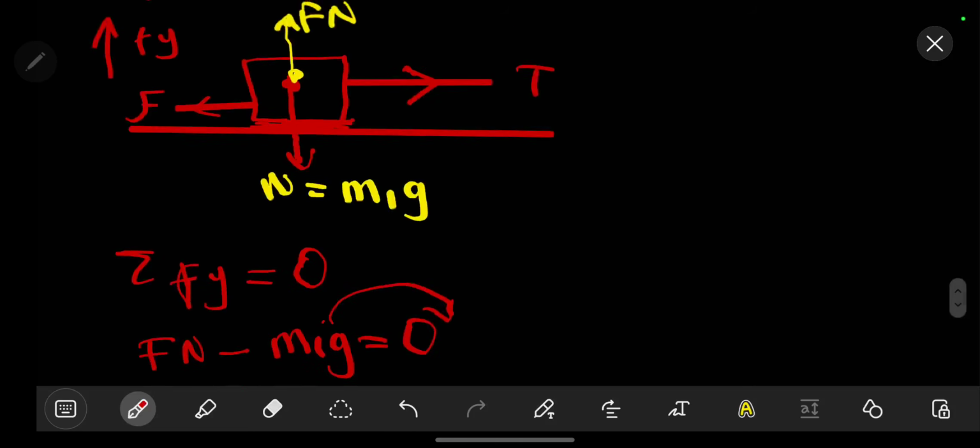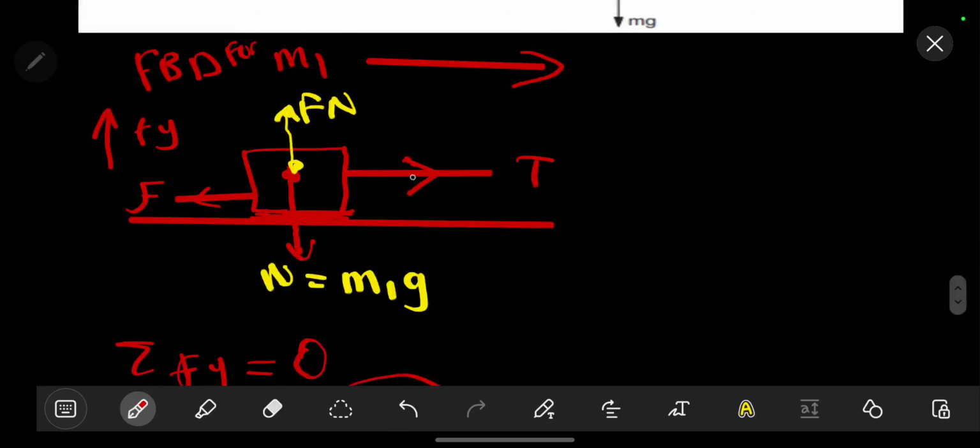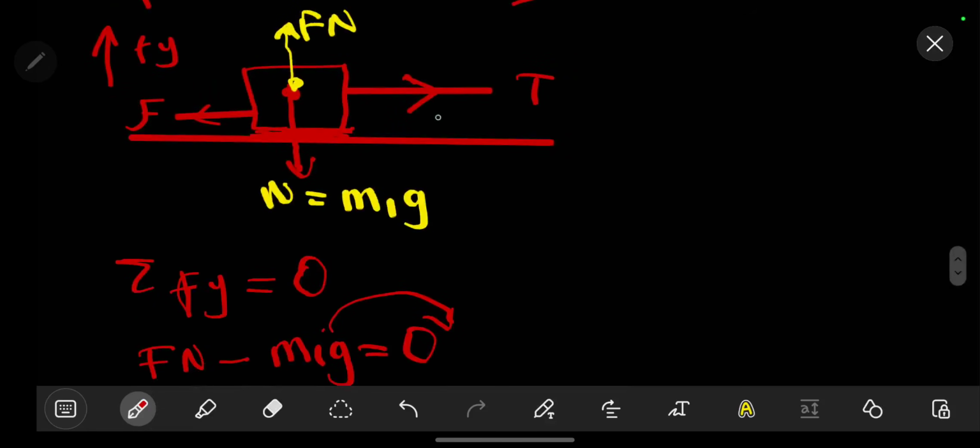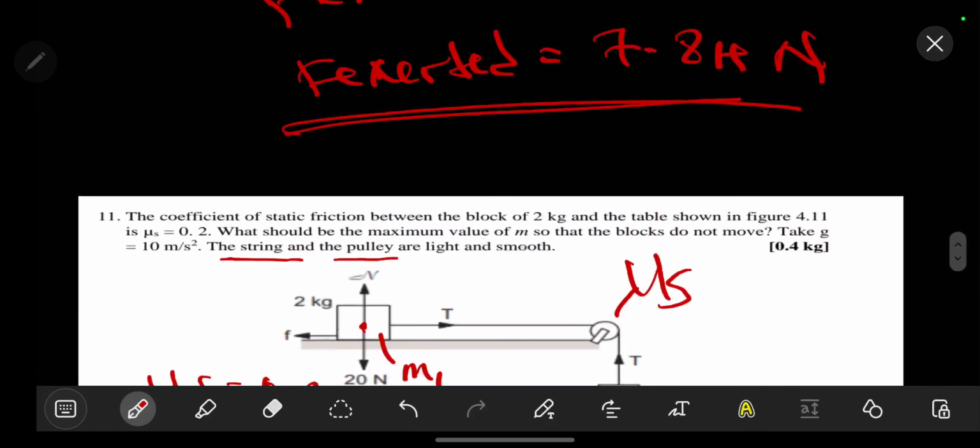Then from there, on this same free body diagram, let's look at the forces in the x. So we are going to say the summation of forces in the x is equal to 0. If it was moving, we could have said ma, but we are told what must be the maximum value of m so that the block does not move, meaning to say the acceleration should be equal to 0.